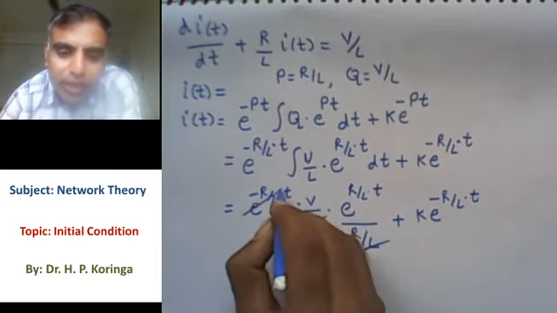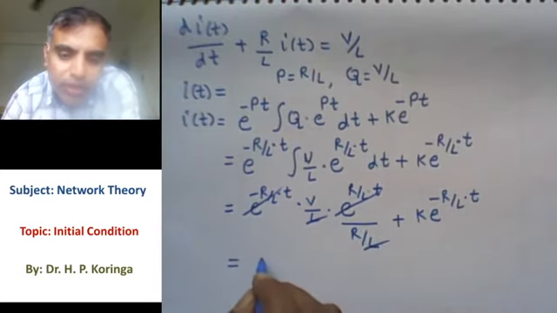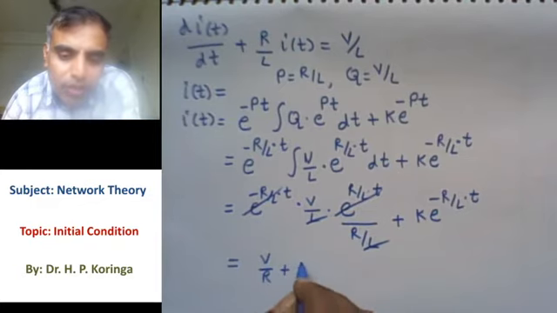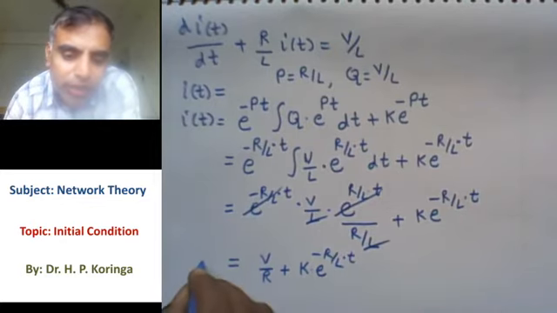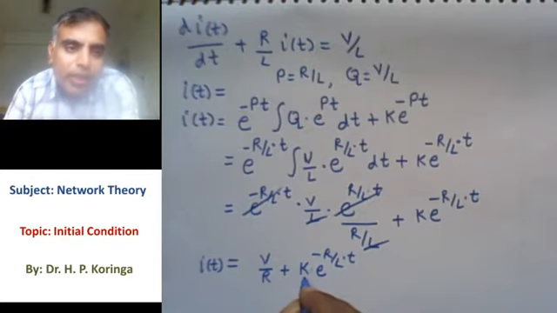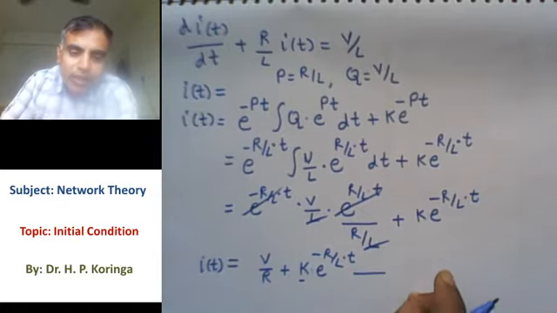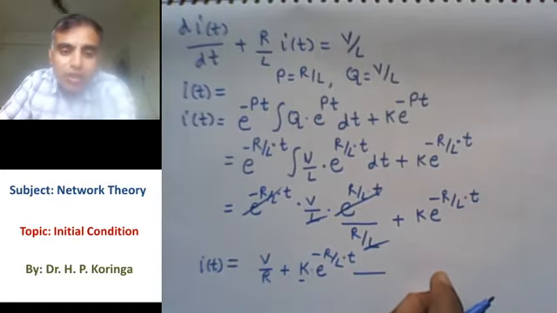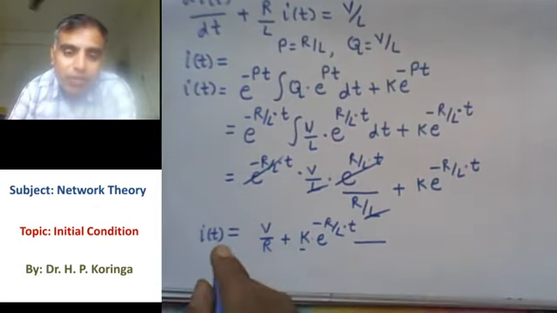So e raised to minus at, e raised to plus at is cancelled. So the answer is V upon R plus K e raised to minus R upon L into T. It is I of T. But we need to find this K, which is the initial value. So how can we find the K? We can find it if the initial value is given, or if we have the initial value, right?